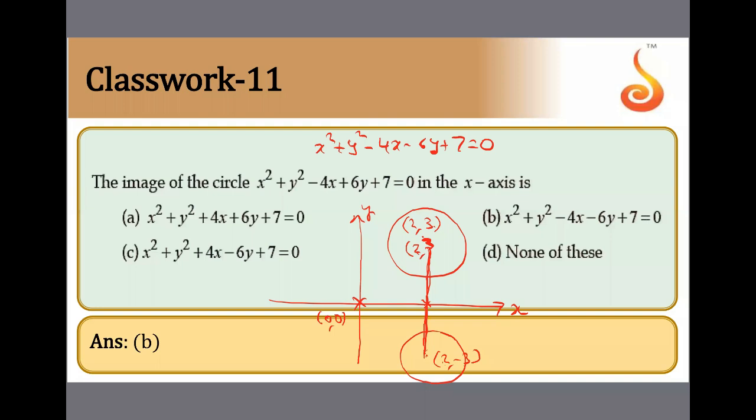Got it? Only minus 3 becomes plus 3. So minus 6 plus 6 becomes minus 6. That's all.